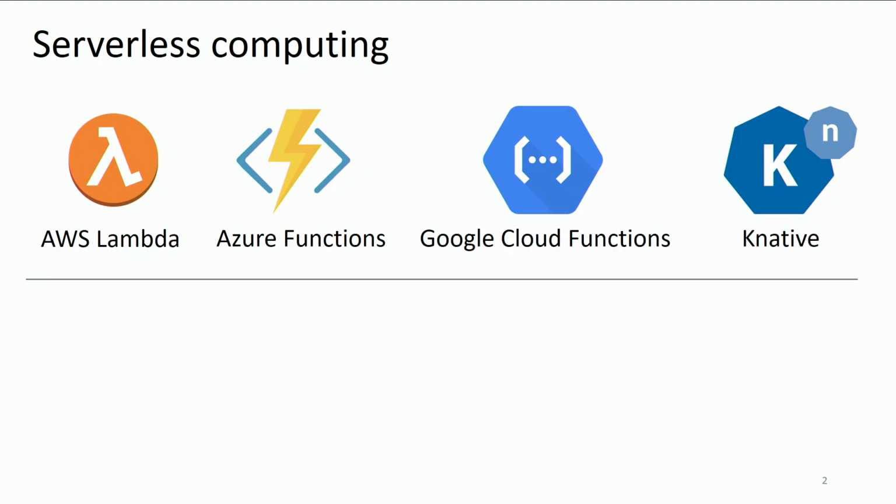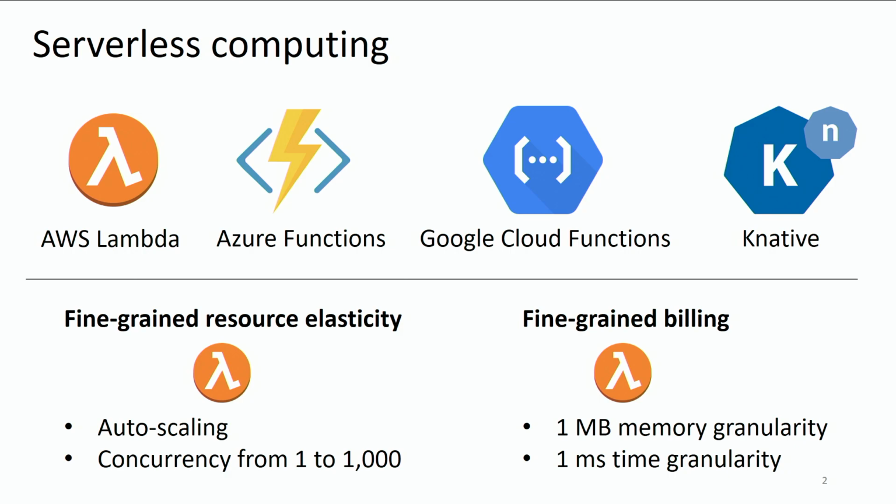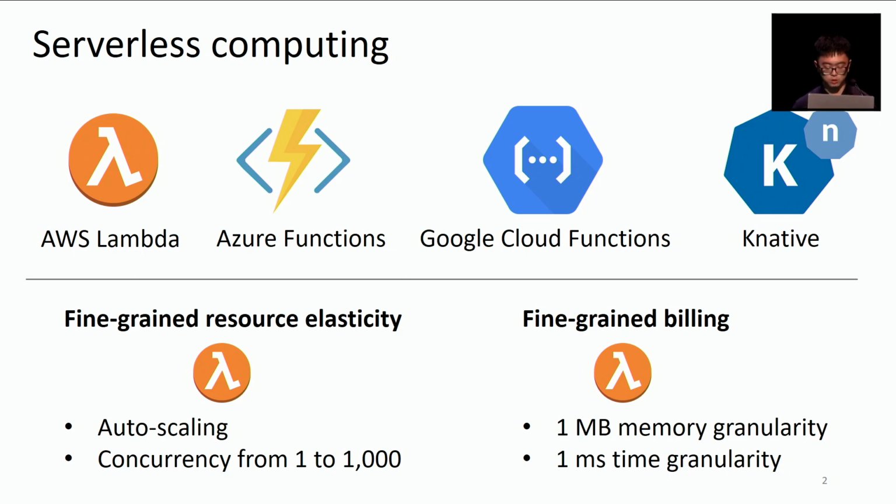Recently, serverless computing is becoming an exciting cloud computing paradigm. Many cloud providers and open source communities are providing serverless platforms such as AWS Lambda and Azure Functions and so on. At the core of serverless computing is fine-grained resource elasticity and fine-grained billing. The resource elasticity enables users to easily scale up and down, and the billing policy ensures charges are only incurred for active running with 1 megabyte memory granularity and 1 millisecond time granularity. This makes serverless computing very cost-effective.